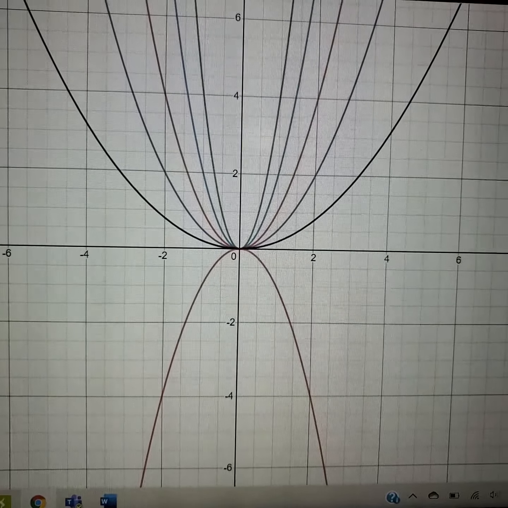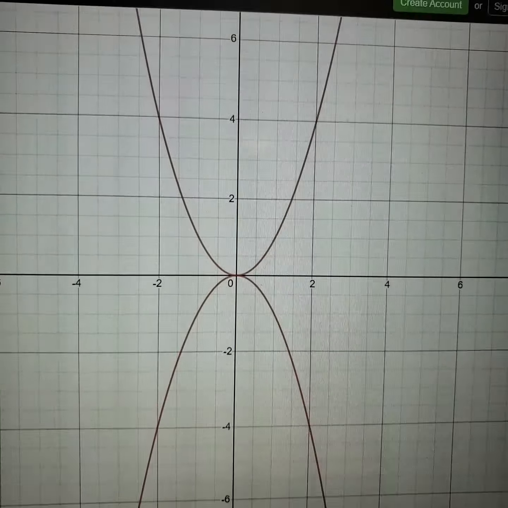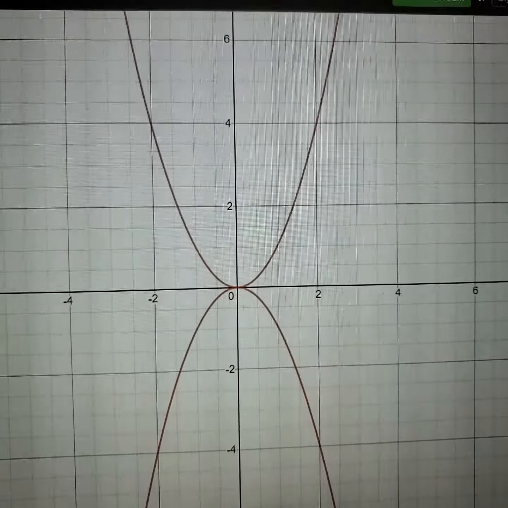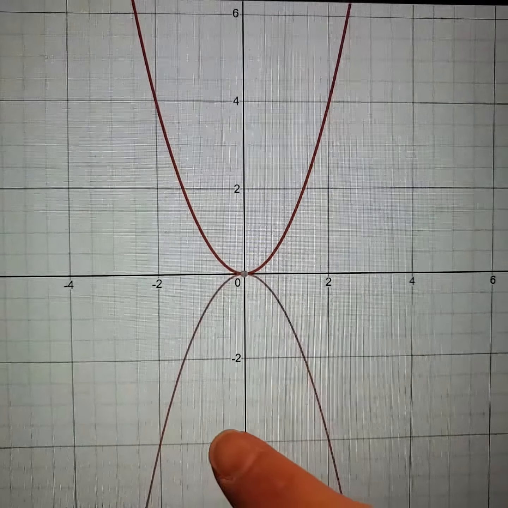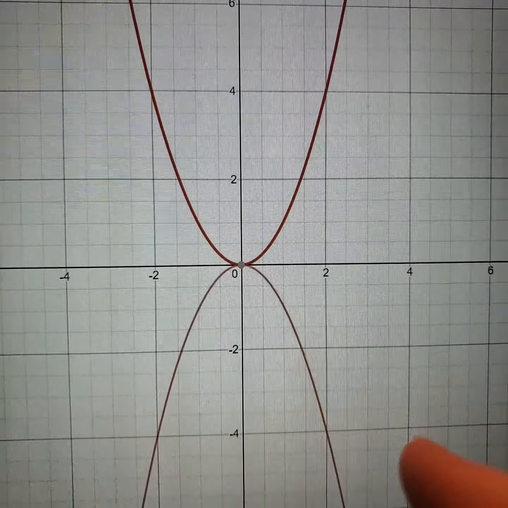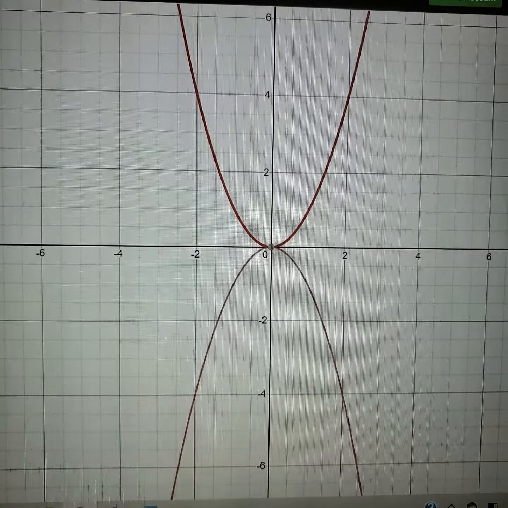So I'm actually going to hide all these other graphs. And here, this is really nice because we can compare the graph of y equals x squared with the graph of y equals negative x squared. They are the same shape, they have the same vertex, it's just that one opens down and one opens up.